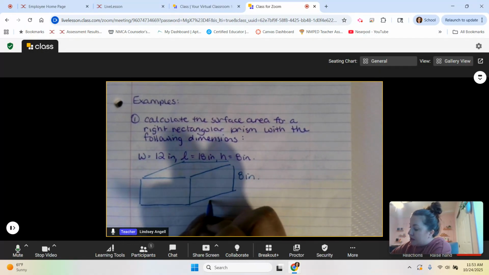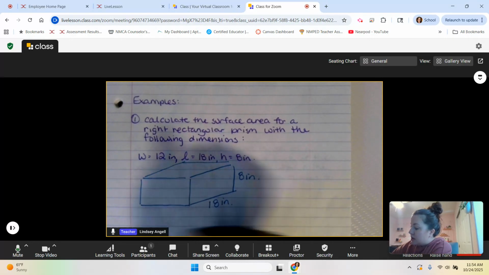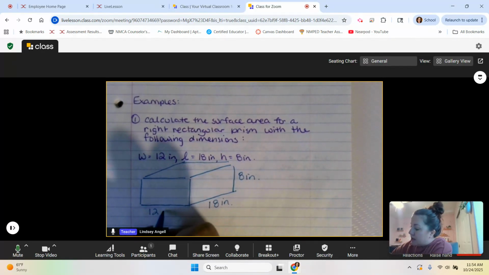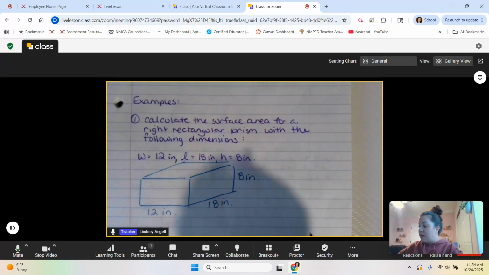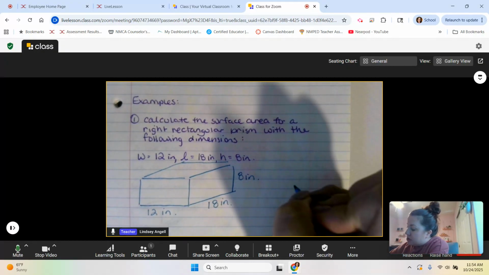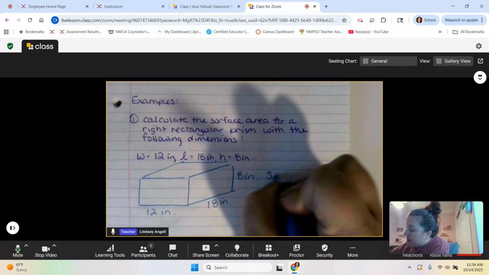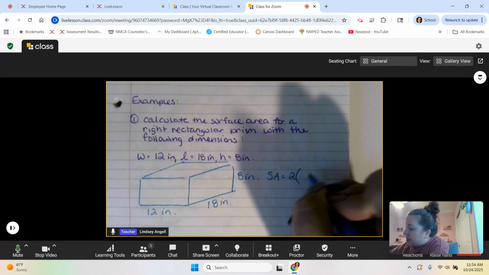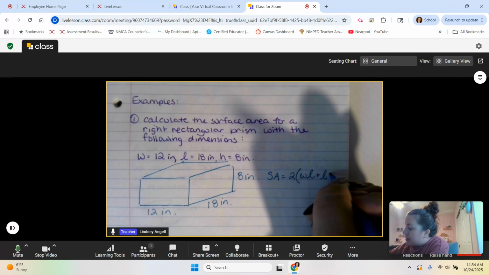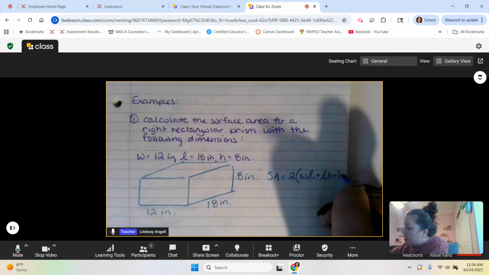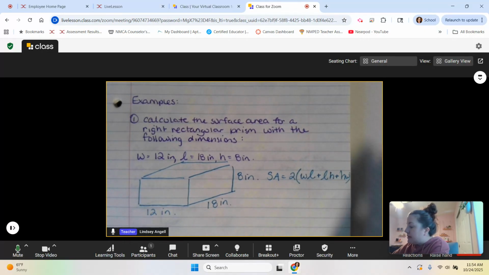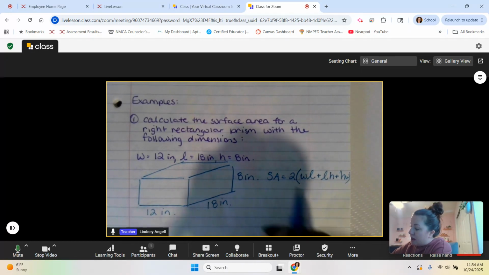The length is how long the box is, and the width is how wide it is. Those are our three dimensions. For surface area, we have 2 times the width times the length, plus the length times the height, plus the height times the width. I'm going to show you what that represents.